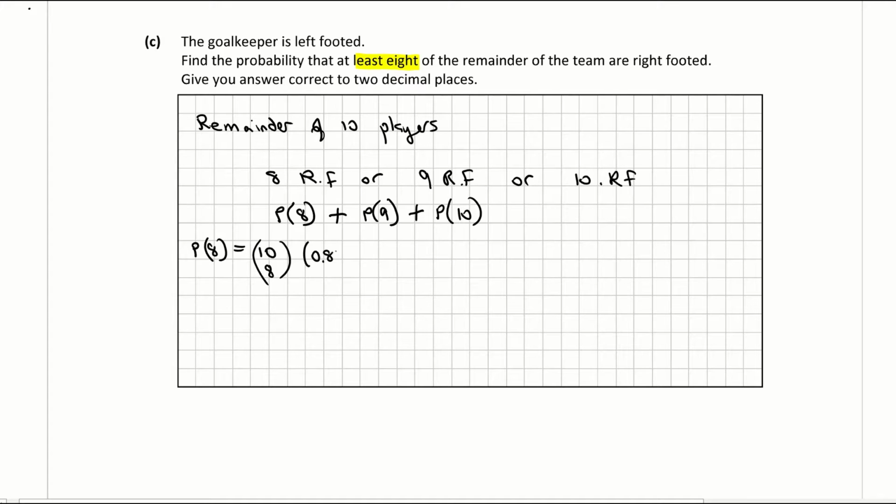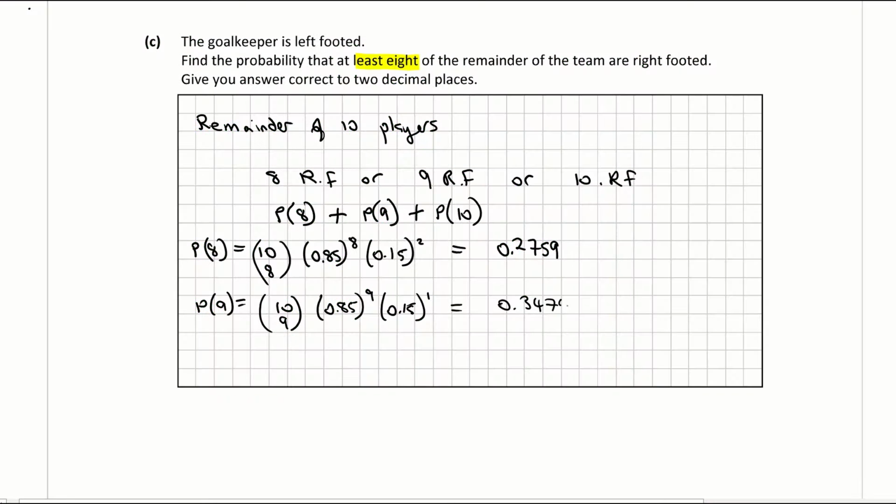So it's 10 choose 8, and then my success this time is to be right-footed. So I'm going to go 0.85 to the power of 8 because I want to be getting right-footed players. Times then my failure, which is left-footed, and that's to the power of 10 minus 8, which is 2. And on my calculator, I'm getting 0.2759 for that. Probability of 9 of them being right-footed is 10 choose 9, and the success is 0.85 to the power of 9 times left-footed, and that's going to be 10 minus 9, which is to the power of 1, and that's giving me 0.3474 when I multiply that out.